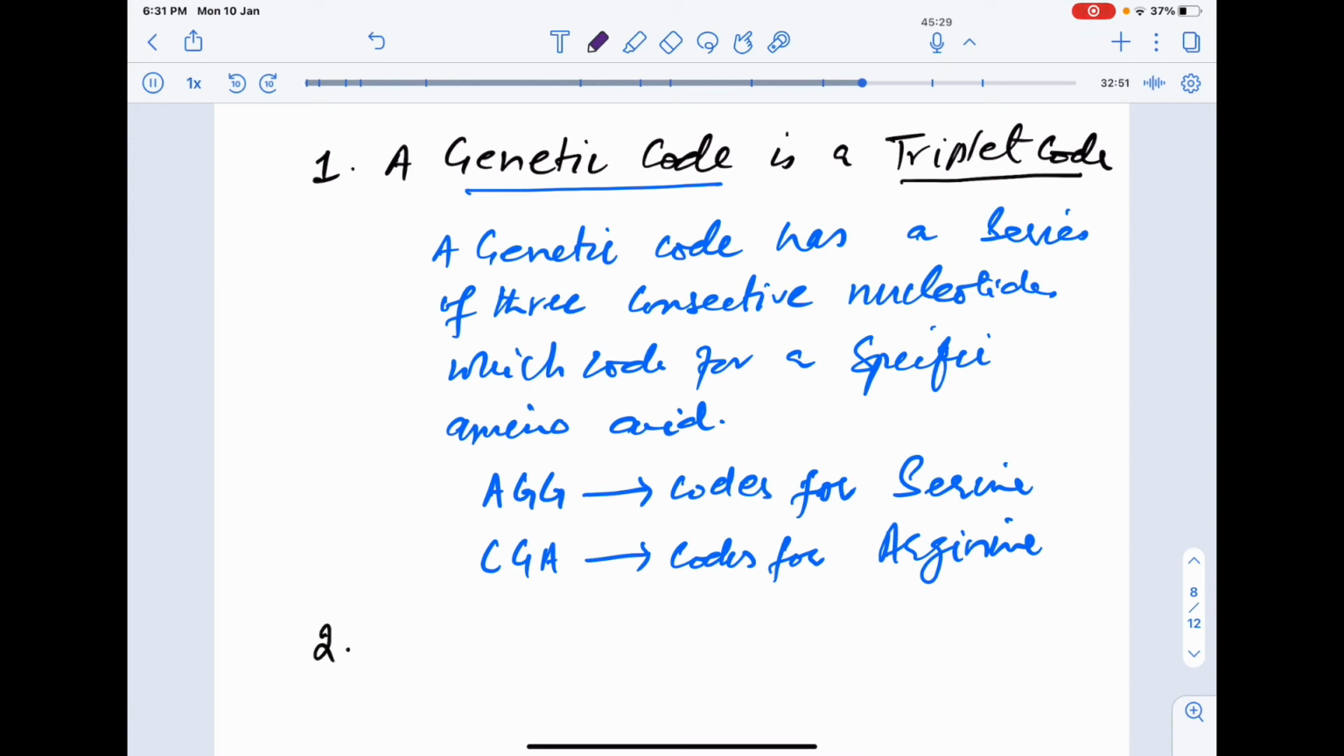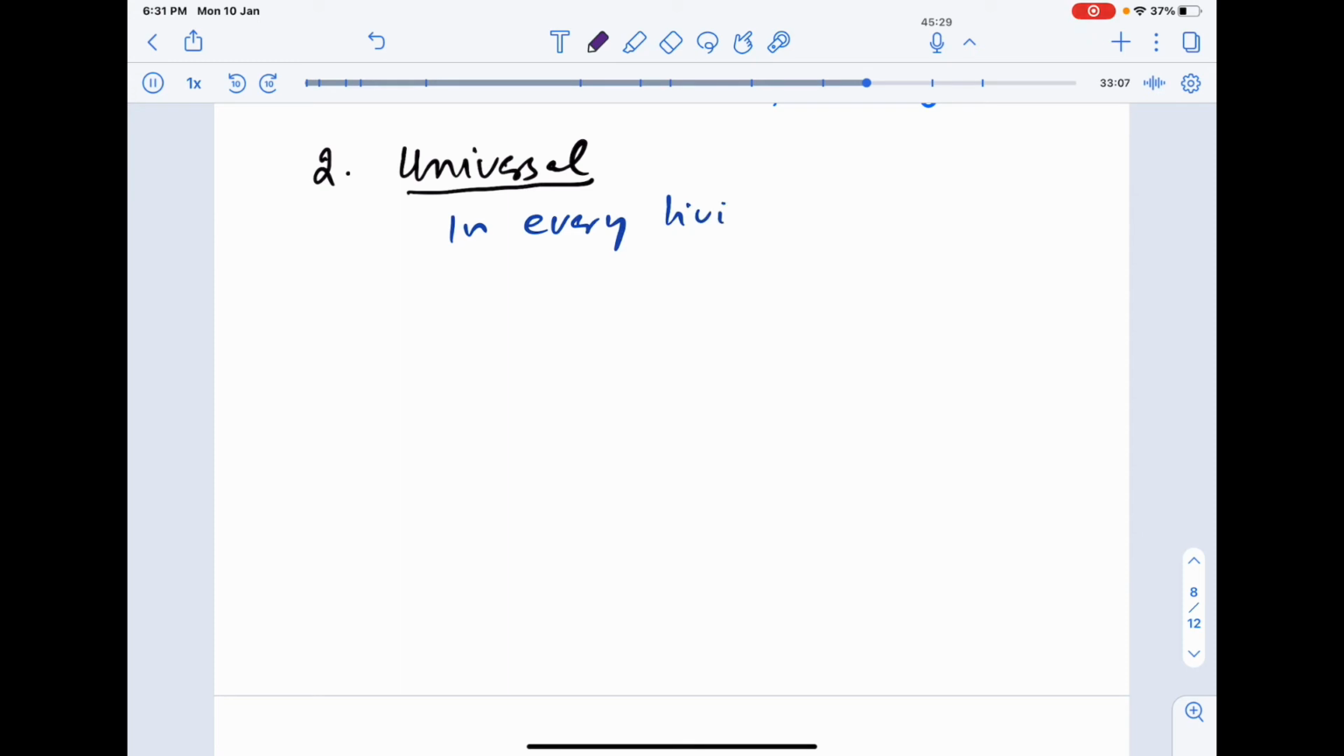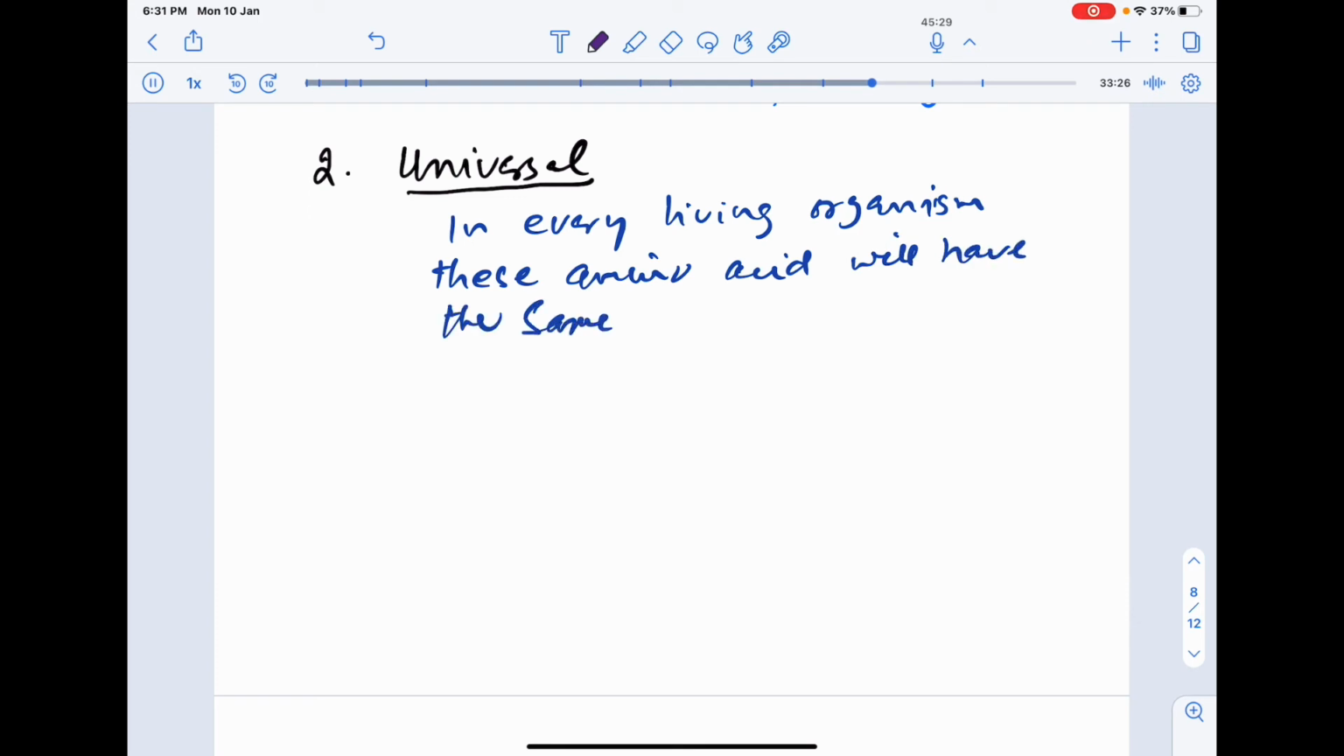The next feature is that the genetic code is universal. It means that in every living organism, these amino acids will have the same genetic code. If serine is coded by AGG in human, it will be coded by the AGG in all other cells, whether they are plant cells, bacterial cells, or even in viruses. So that shows that genetic code is universal.